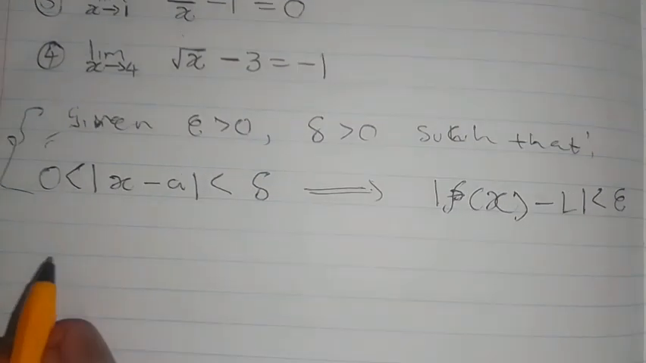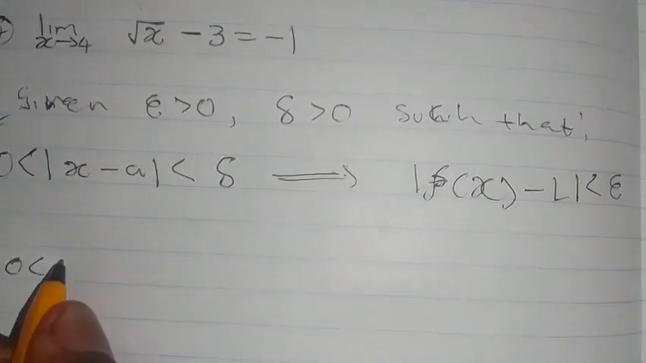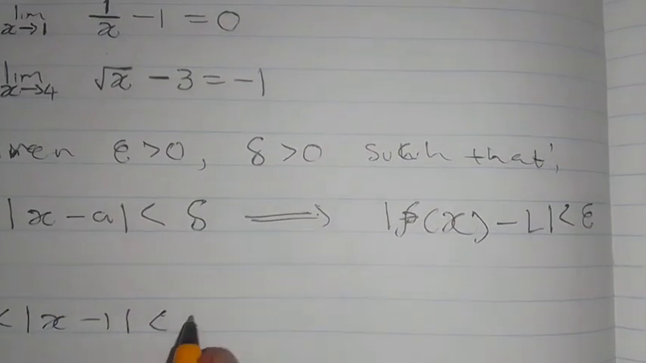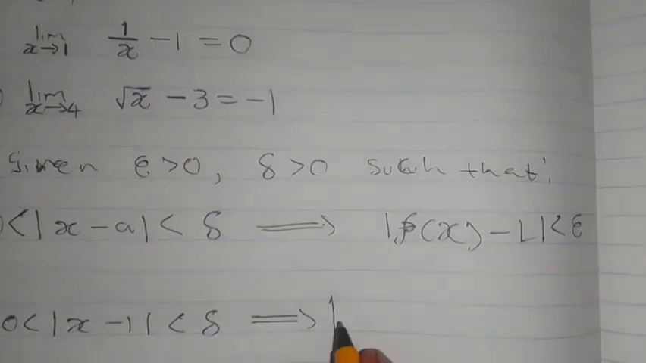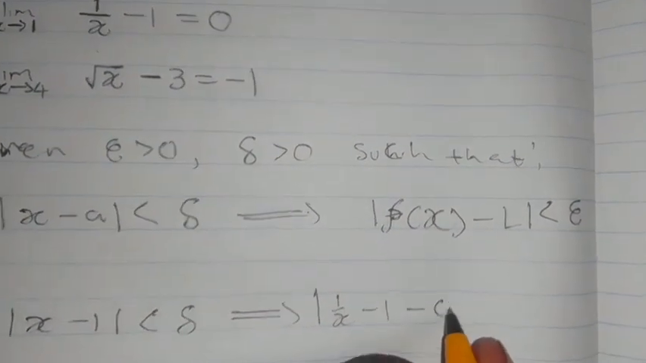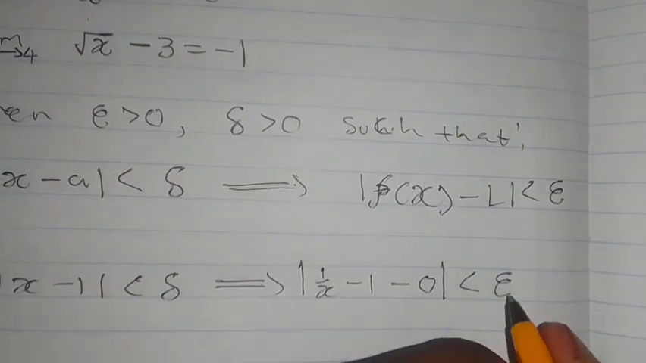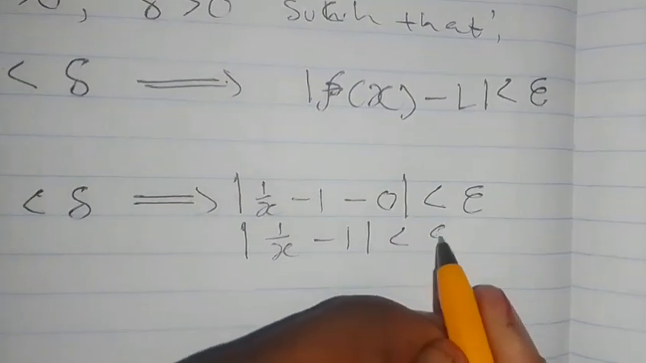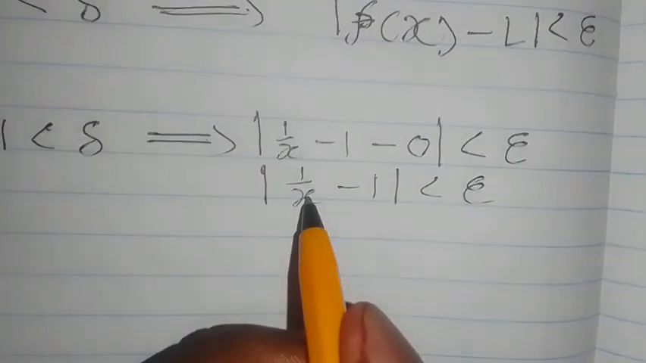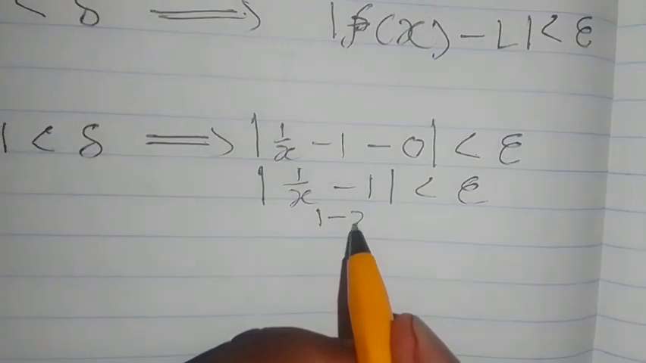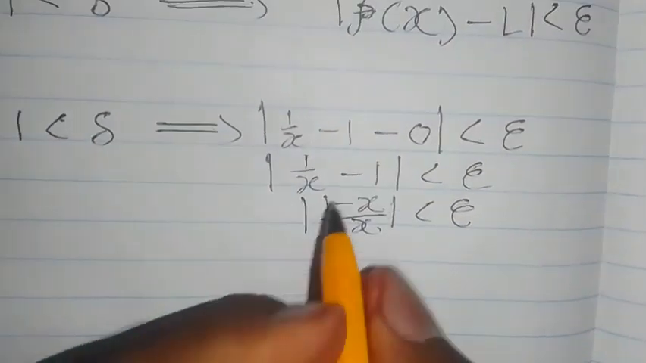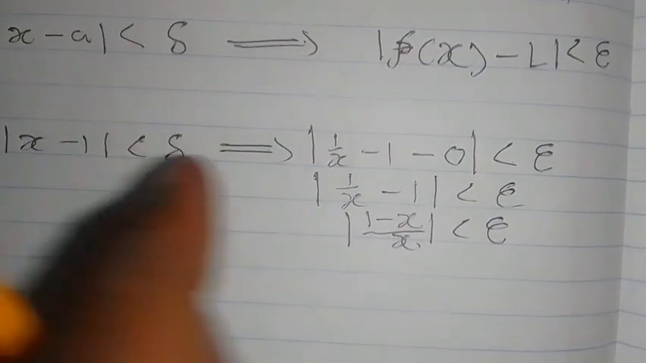And then number 3, we want to show that 0 less than the absolute value of x minus 1 less than delta will imply that our function, which is just 1 over x minus 1, with the limit value 0 there, is less than epsilon. And now if we consider this side, you're just going to have 1 over x minus 1. The 0 will not have any effect on that. And then 1 times x, that's x. 1 minus x cannot be simplified, so we're just going to leave it as it is like this. And then this is less than epsilon like this. And then notice here we have x minus 1, but here we have 1 minus x.